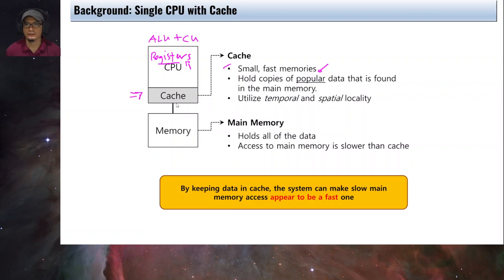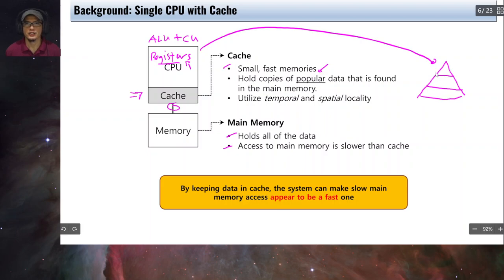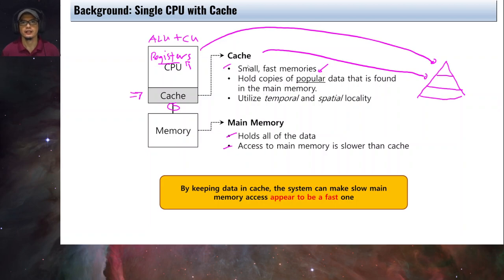Now, the main memory is separate from the CPU. So there is a bus that connects the CPU to the memory. And the main memory is the one that holds all the data. And access to the main memory is slower than the cache. In computer architecture or in OSs, usually we have a triangle of the storage hierarchy. So the registers will be this. These are small storage devices, but fast. Then cache will be here, the second level. There are different kinds of caches, two main kinds. We have the instruction cache and the data cache. And then the lowest layer, we have the main memory. It has a larger capacity, but it is slower.